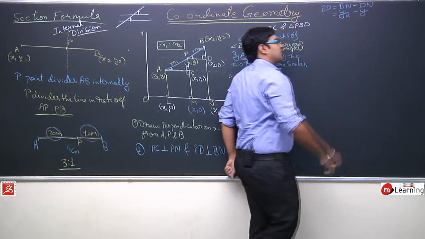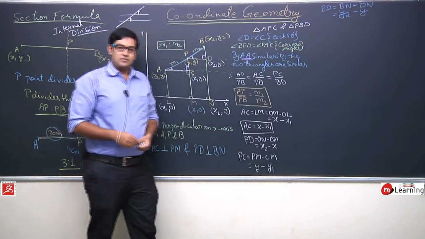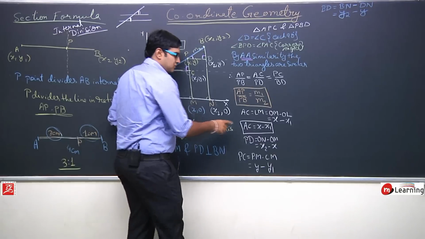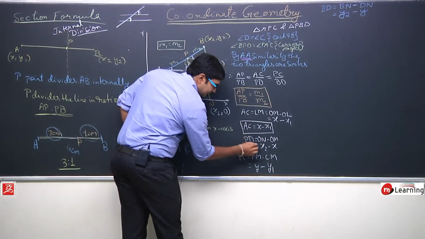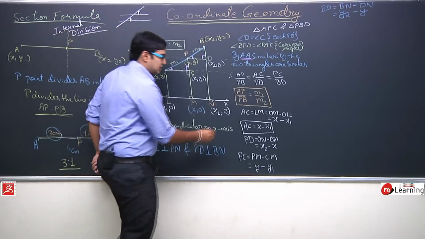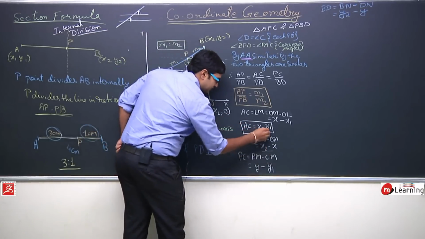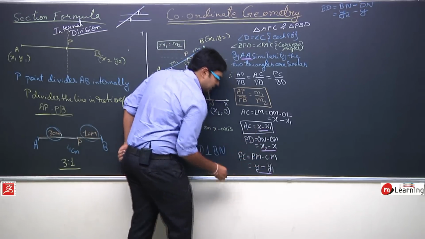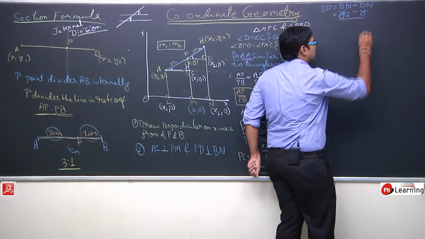Okay, now we have expressed all the distances in the form of x coordinates and y coordinates. This one, then this one. This is the first, this is second, third, and this is the fourth.